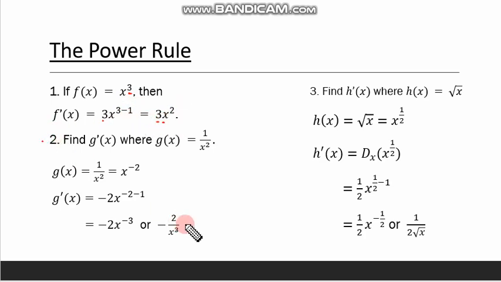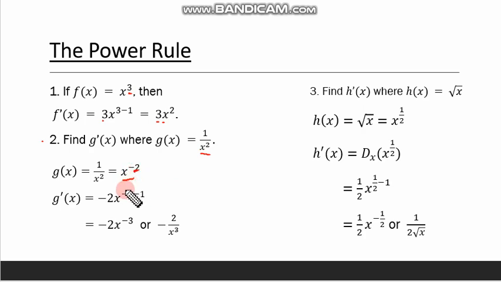Number 2, we will find the g prime of x, where g of x is equal to 1 over x squared. So this is a rational function. In order to use the power rule, we need to convert it into a power function. So 1 over x squared becomes x raised to negative 2. And we will apply the power rule to x raised to negative 2.